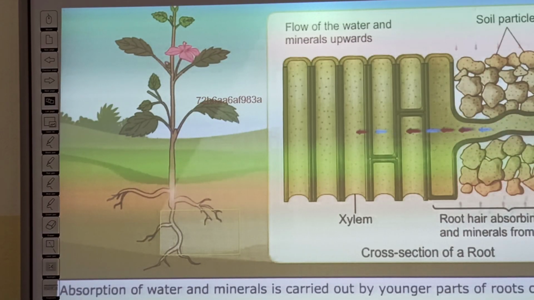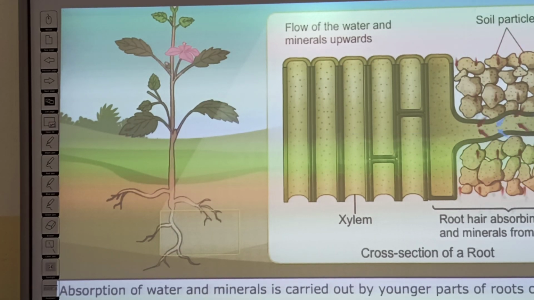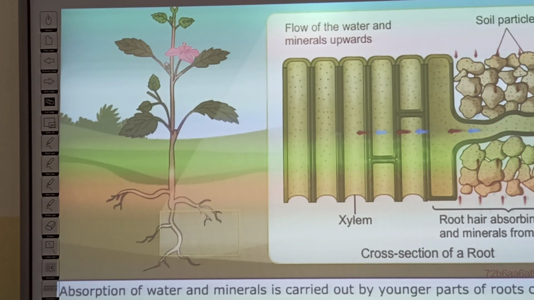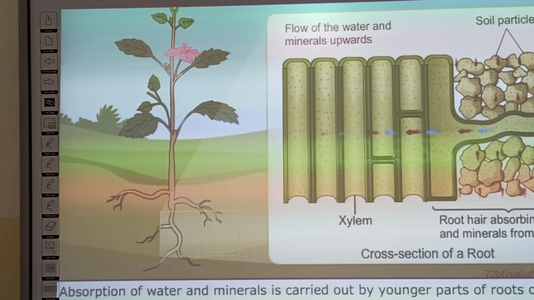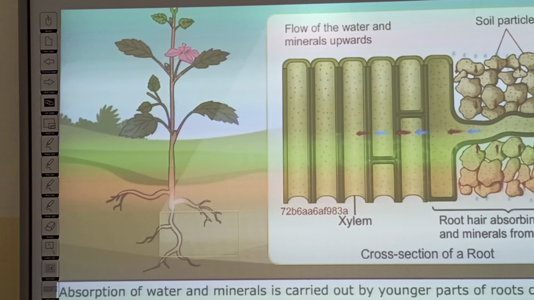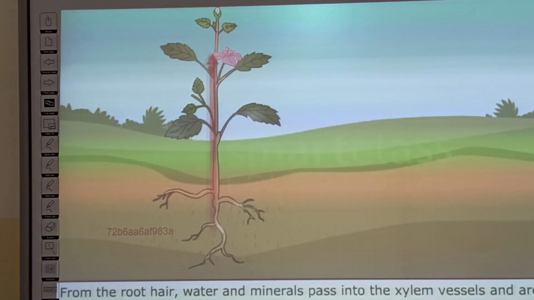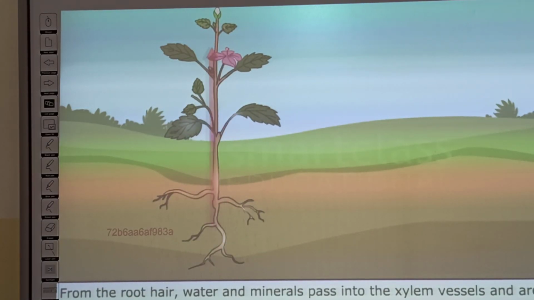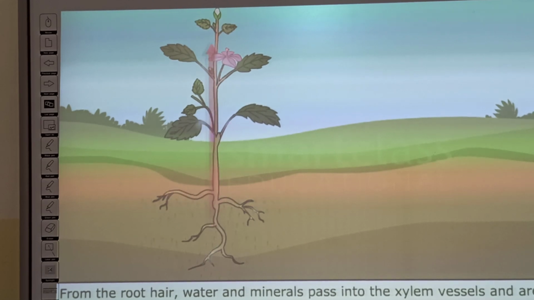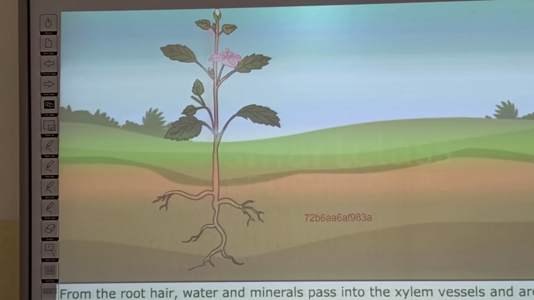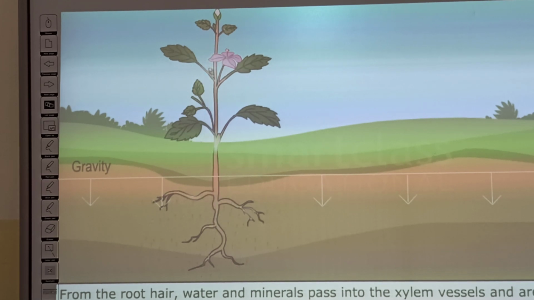Most of the absorption of water and minerals is carried out by the younger parts of the roots called root hair. The process by which water from the soil enters the cells of the roots is called osmosis, while minerals enter the roots through a process called diffusion. From the root hair, the water and minerals pass into the xylem vessels. They are then carried with the xylem up the stem of the plant. Please take note that in this process of absorption, water and dissolved nutrients move up against the force of gravity.